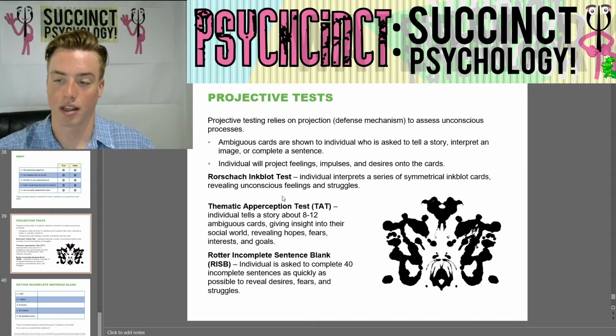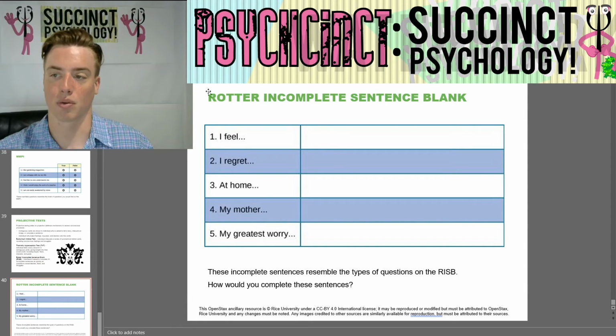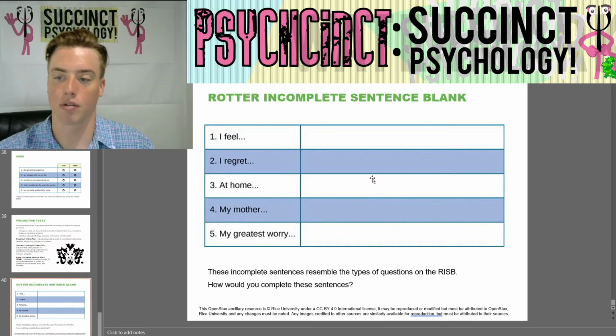Then you have the Thematic Apperception Test, or the TAT. Individual tells a story about 8 to 12 ambiguous cards, giving insight into their social world, revealing hopes, fears, interests, and goals. Then you have the Rotter Incomplete Sentence Blank, or the RISB. An individual is asked to complete 40 incomplete sentences as quickly as possible to reveal desires, fears, and struggles. So, for example, a Rotter Incomplete Sentence Blank: I feel blank. I regret blank. At home blank. My mother blank. These incomplete sentences resemble the types of questions on the RISB.